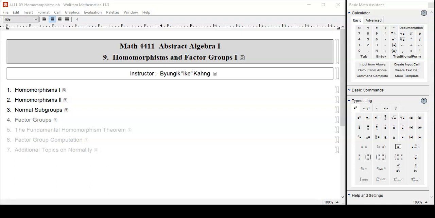Hello students, welcome back. The next topic is section 3, normal subgroups.